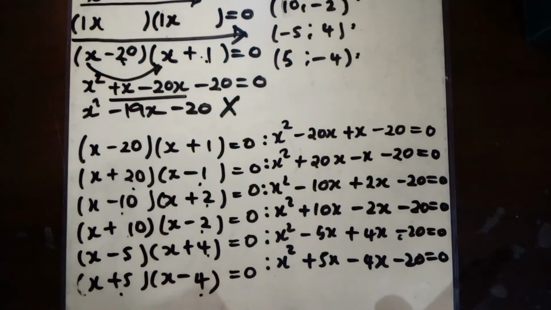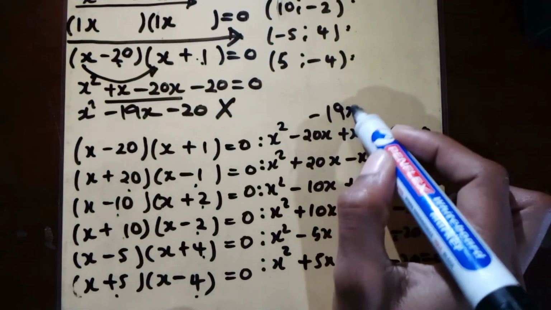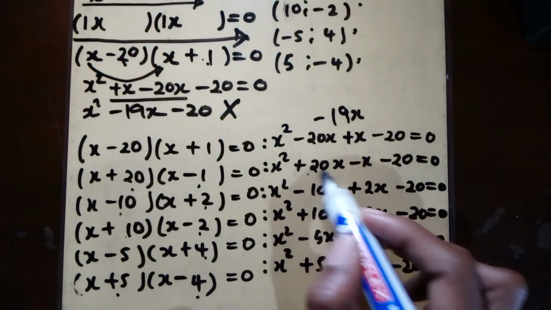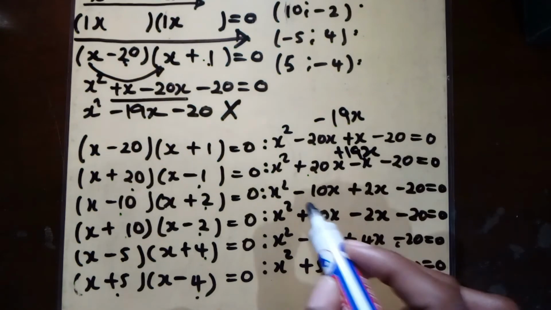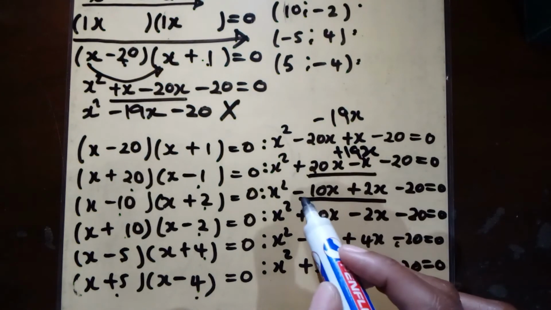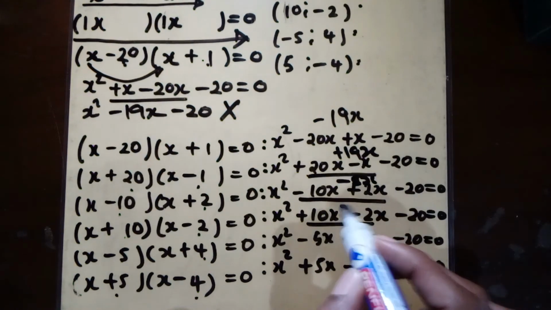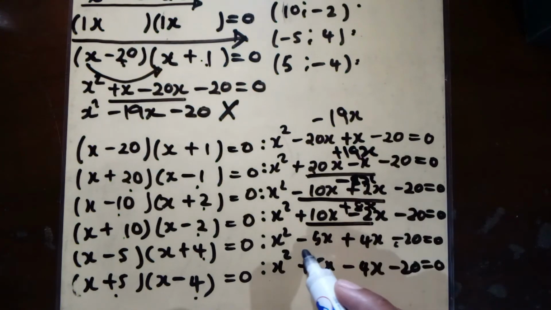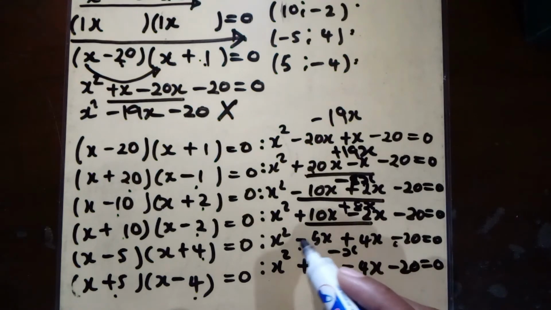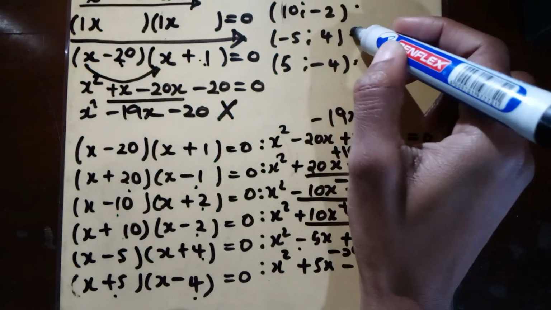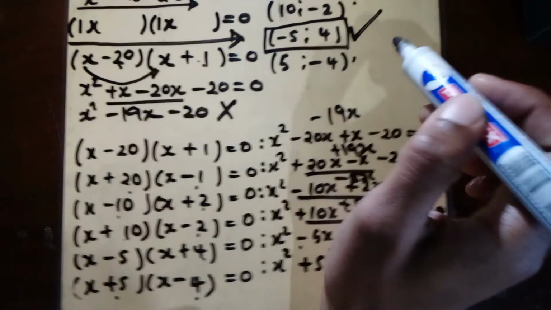And if you look carefully at them, this one gave us a middle term of negative 19x. This one, plus 20x minus x, will give us positive 19x. These two terms, negative 10x plus 2x, will give us negative 8x. These ones will give us positive 8x. This one, negative 5x plus 4x, will give us negative x. So meaning the fifth option is the right one. These are the pair of factors that we're looking for.